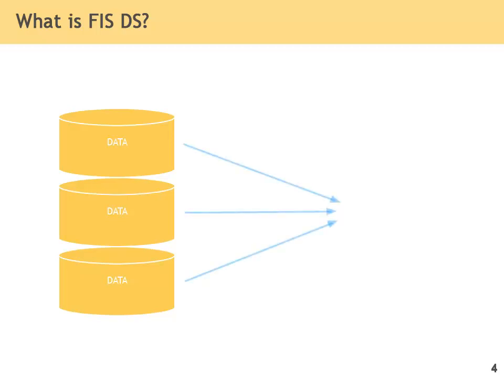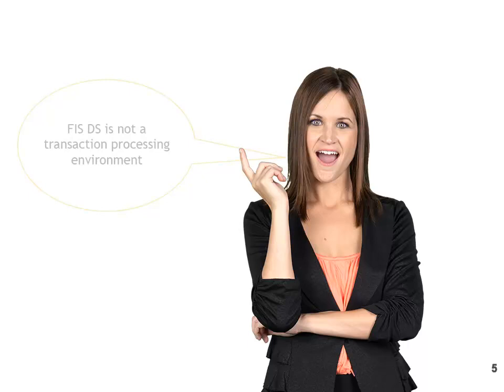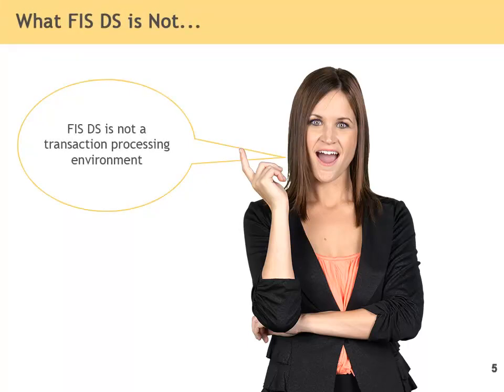Data is available in predefined queries that are used to generate reports. FIS DS is not a transaction processing environment. It is where the transactions that have been fully approved appear. Please note that transactions that have been canceled do not appear in FIS DS. Documents that have been canceled or disapproved will not show on the reports.